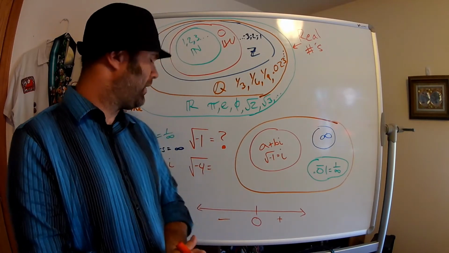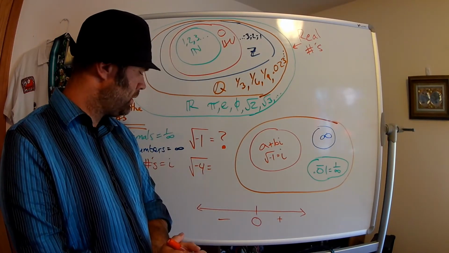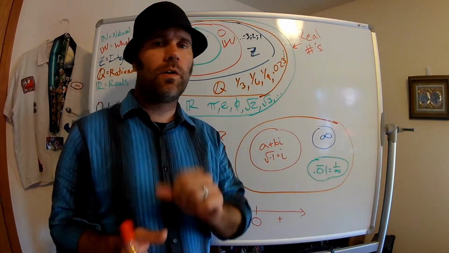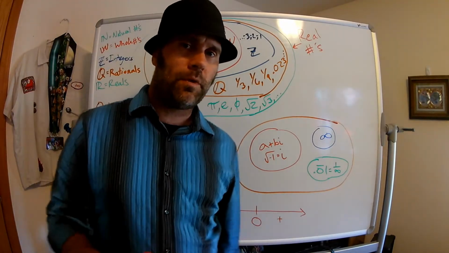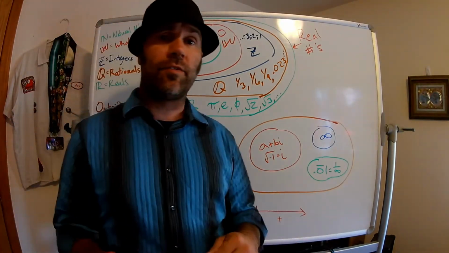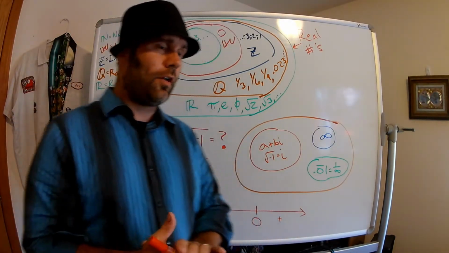So I'll let you think about that for a moment. You can pause the video and try it out if you want. What number times itself equals -4? See if you can come up with a few different answers or a few different guesses. I think that's always awesome.